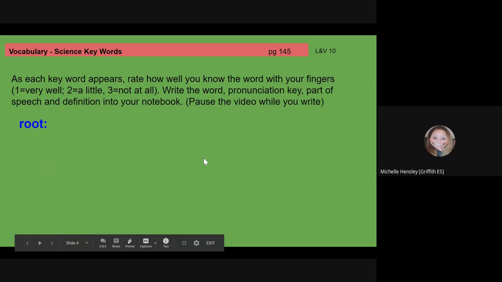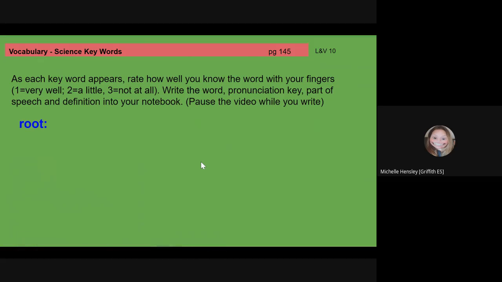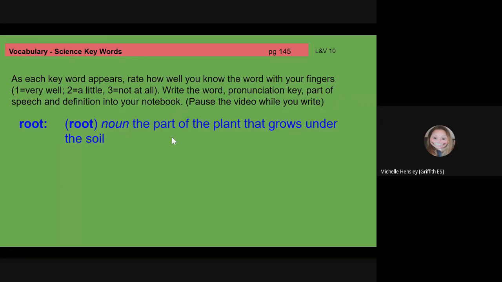And our next word is root. How well do you know root? Not like root for your favorite team. Root, like the part of a plant. Root, single syllable. So the whole thing's emphasized. It's a noun, and it's the part of the plant that grows under the soil. So this is the part of the plant that grows underground, is the root.